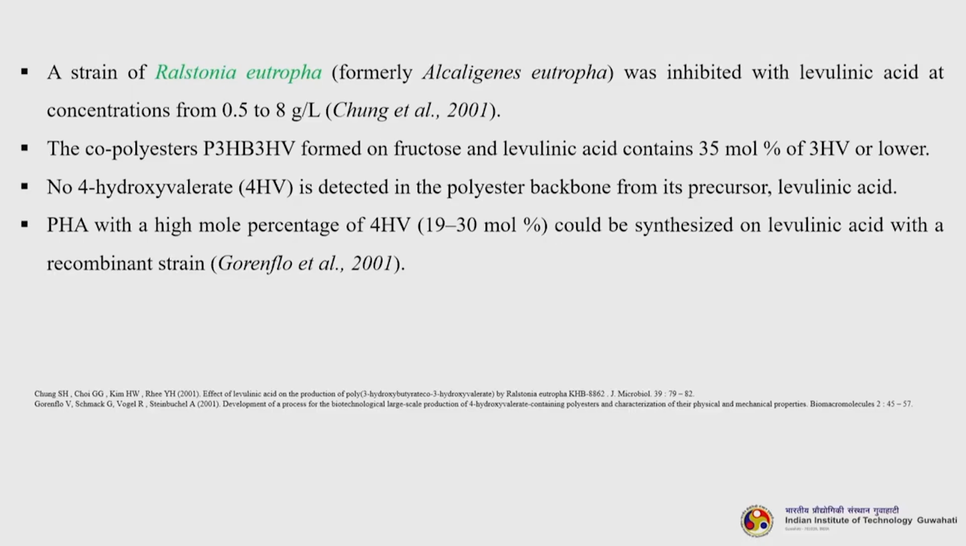The copolyester P3HB3HV formed on fructose and levulinic acid contains 35 mole percent of 3HV or lower. No 4HB is detected in the polyester backbone from its precursor levulinic acid. PHA with a high mole percentage of 4HB, almost 19 to 30%, could be synthesized on levulinic acid with a recombinant strain. So, the 2 references are very classical studies, particularly on the PHA formation from levulinic acid. If you are interested to learn more, you can go through them.